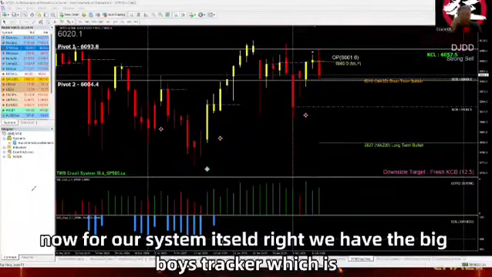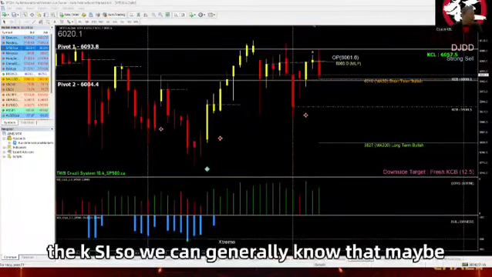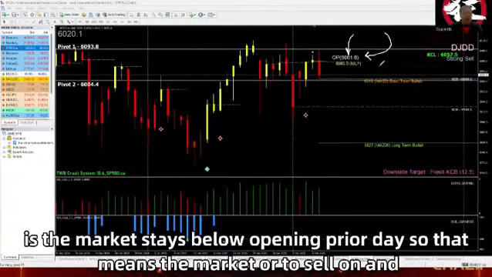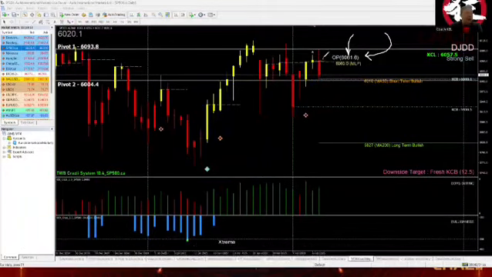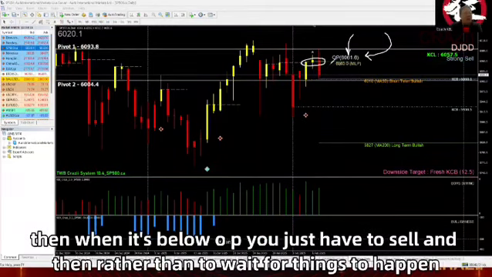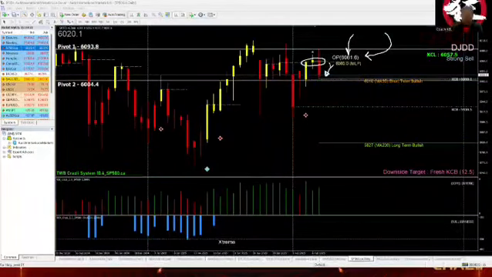Now for our system itself, we have the big boys tracker, which is the KSI. So we can generally know that maybe we know some information. But again, I stress the key is the opening price of the day. Once the market stays below the opening price of the day, that means the market wants to sell. And if you know that there is this KCL line telling you where the key point is, then once it's below OP, you just have to sell, rather than wait for things to happen.